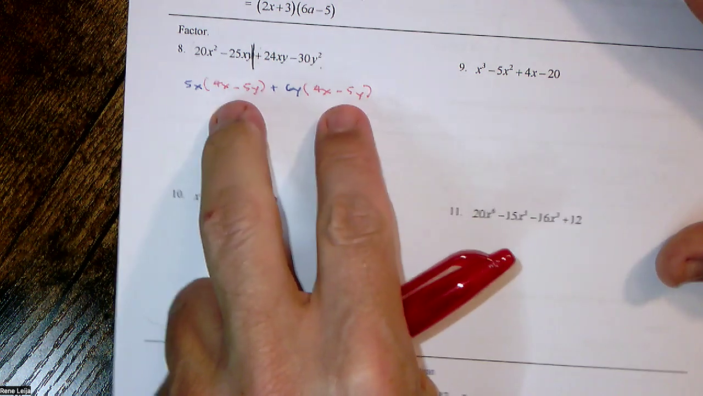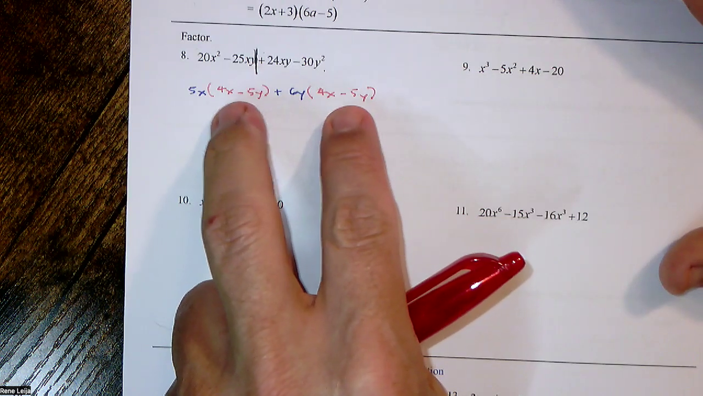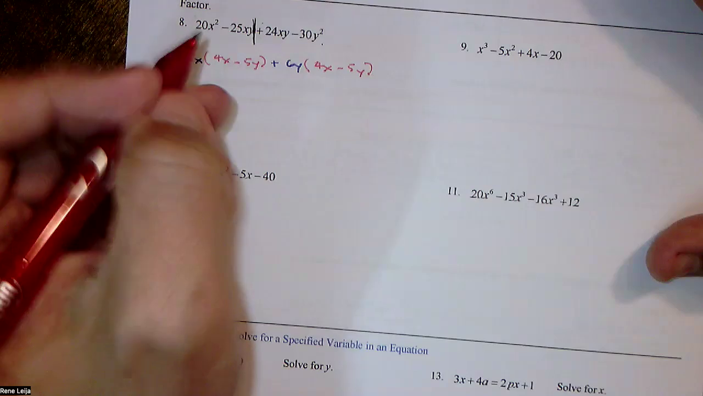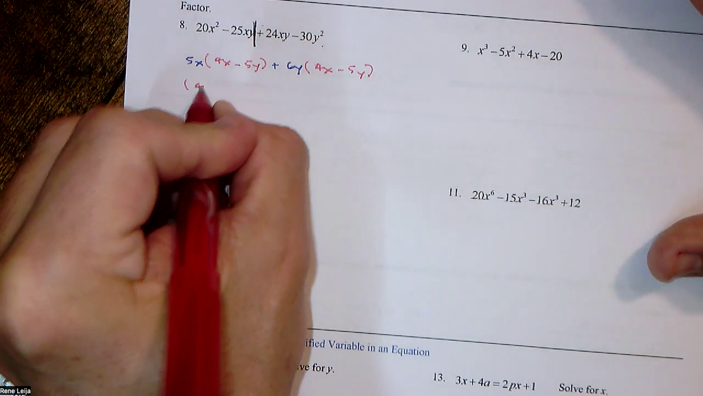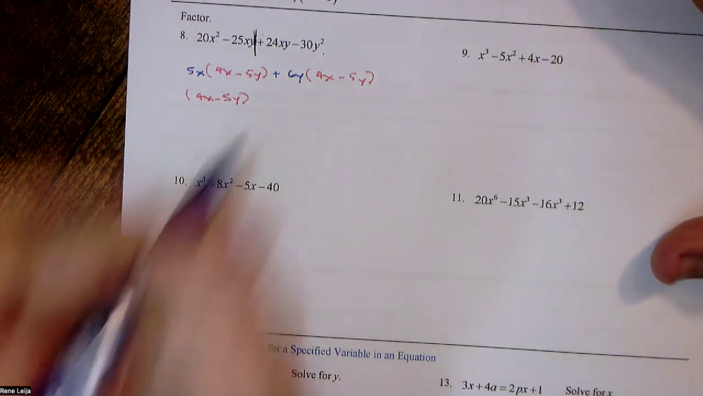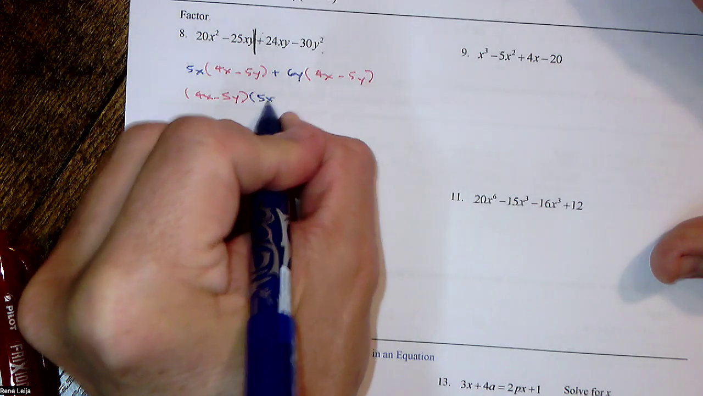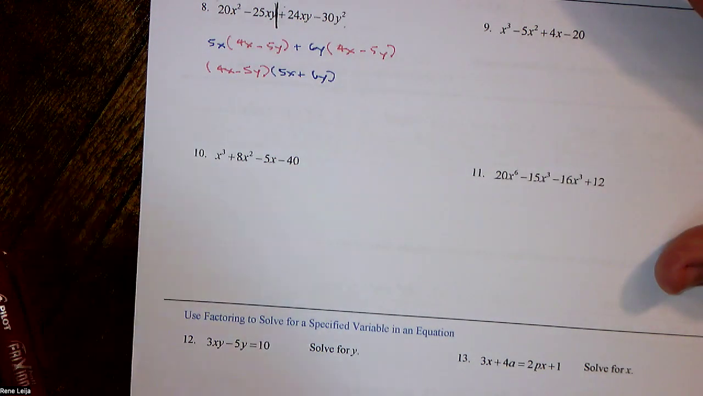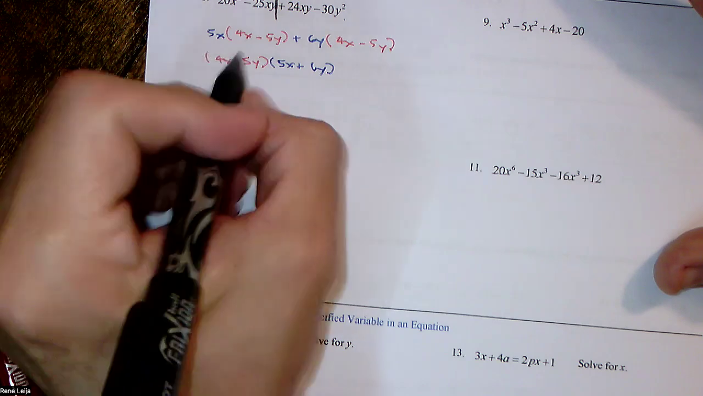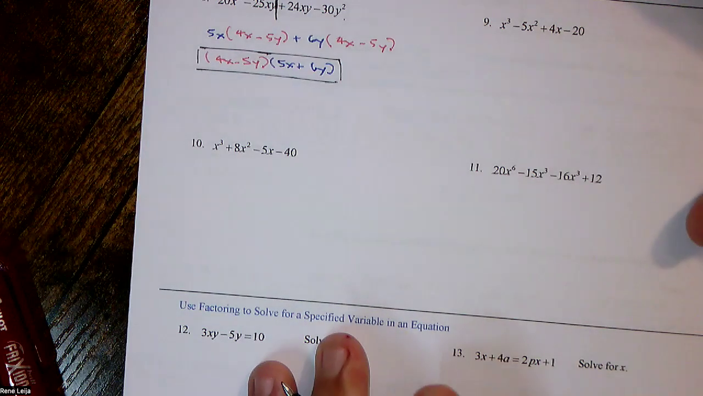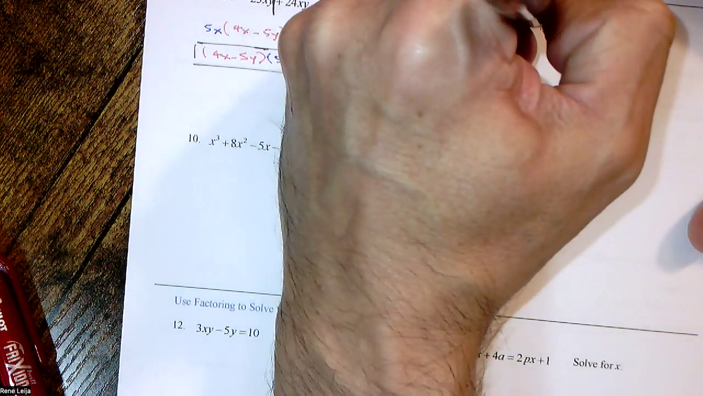So notice, when we did this, notice how we ended up with the common factor. When you factor by grouping, if you do not end up with a common factor like this, something went wrong. Okay, and this is your answer. 4x minus 5y times 5x minus or plus 6y. Okay, now I'm going to show you how I actually handle this from here on.